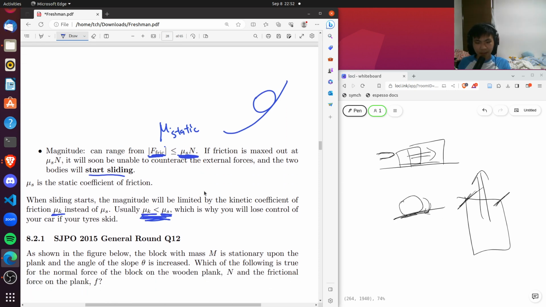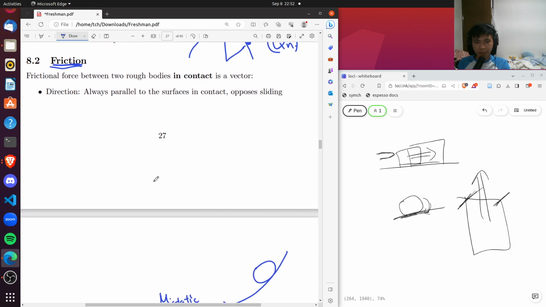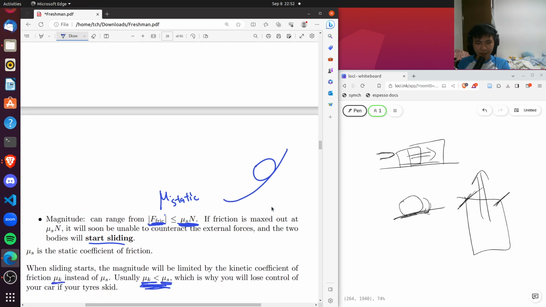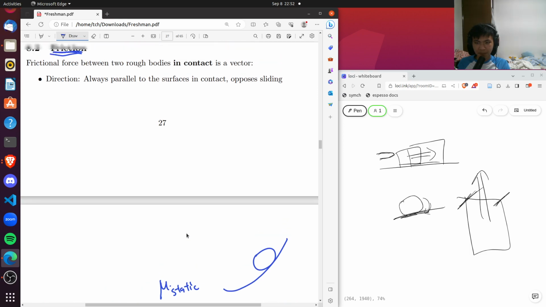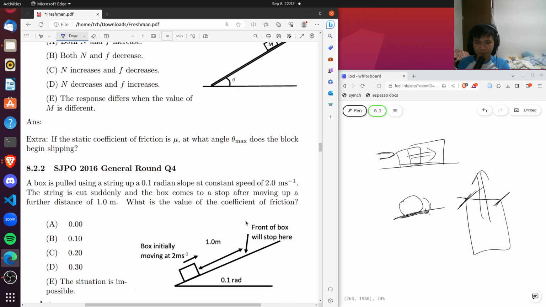So yeah, that's for friction. Once again, unfortunately, we're not ready to see those questions where this concept comes in. This concept is emphasized, but when we are ready, I'll certainly give you guys those questions.